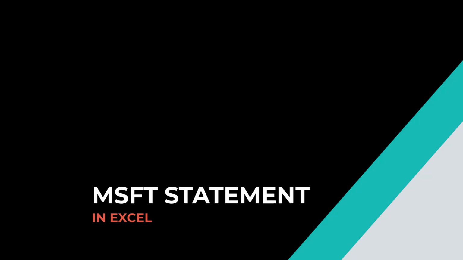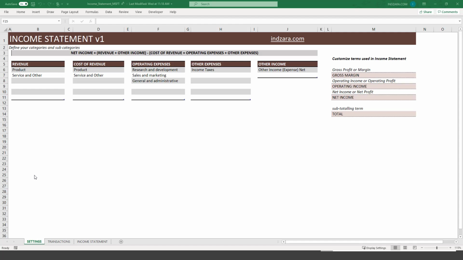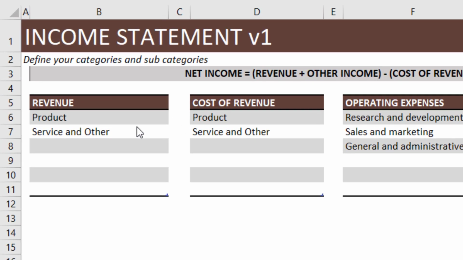Now, let's see how we can create the same income statement that Microsoft has in Excel. So here we have the settings where I have defined the categories and the subcategories similar to what Microsoft has done. So product revenue, service and other revenue, and so on. I've actually entered the categories and the subcategories exactly as they are, and also the terms that Microsoft used.